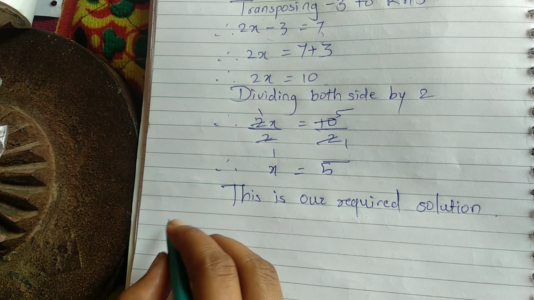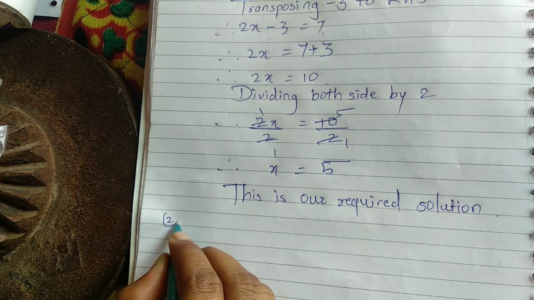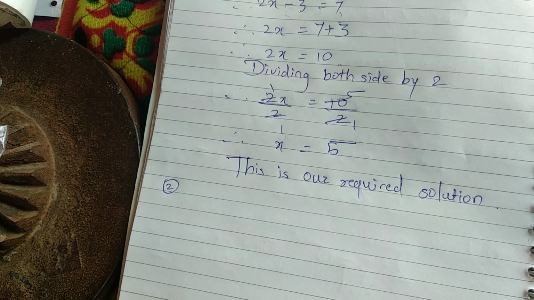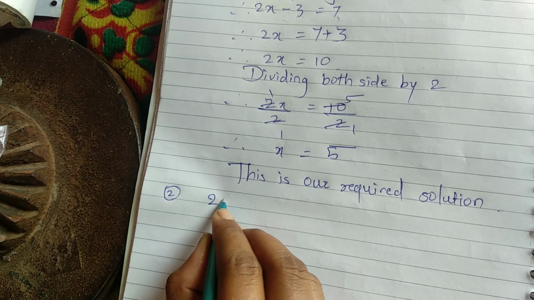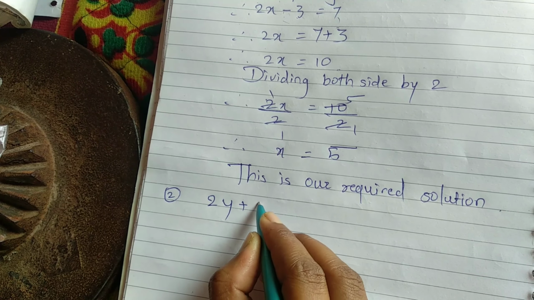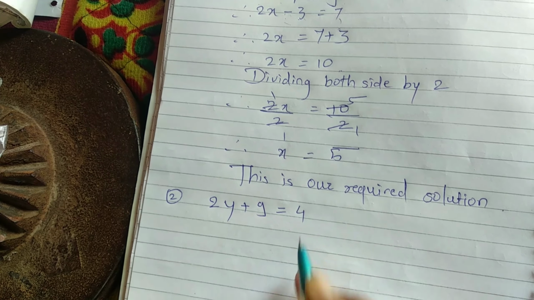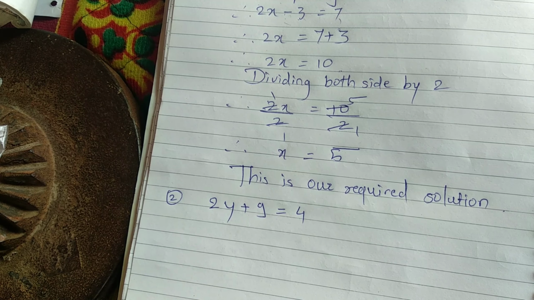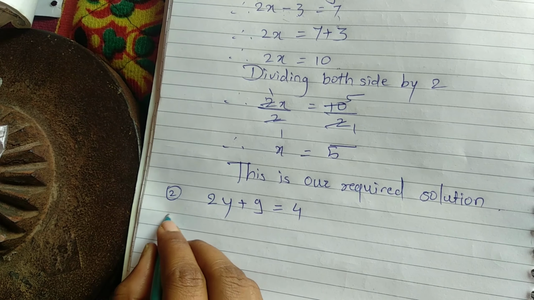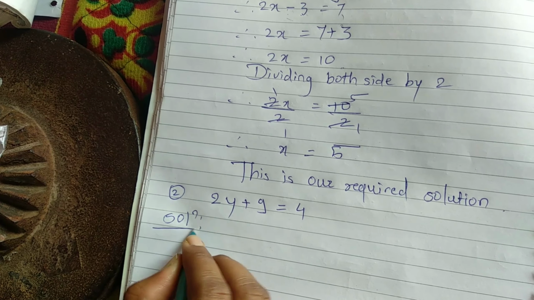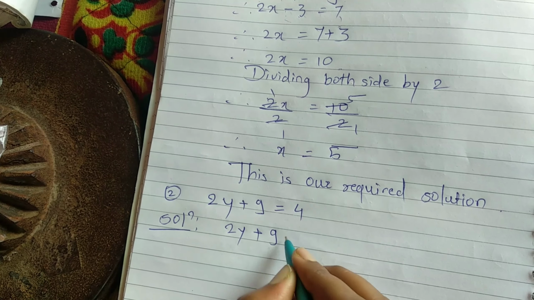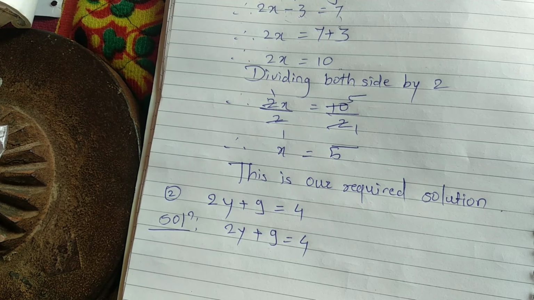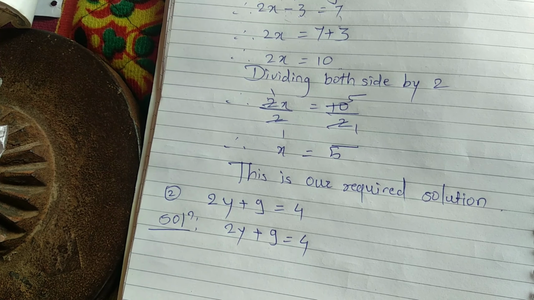Now we will see the next example: 2y plus 9 is equal to 4. Now how to solve? We will see the solution. First write down the equation as it is: 2y plus 9 is equal to 4. Now keep constant terms separate and variables separate.